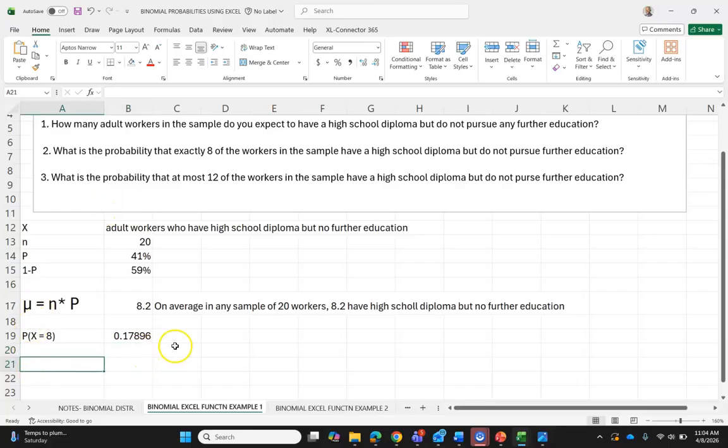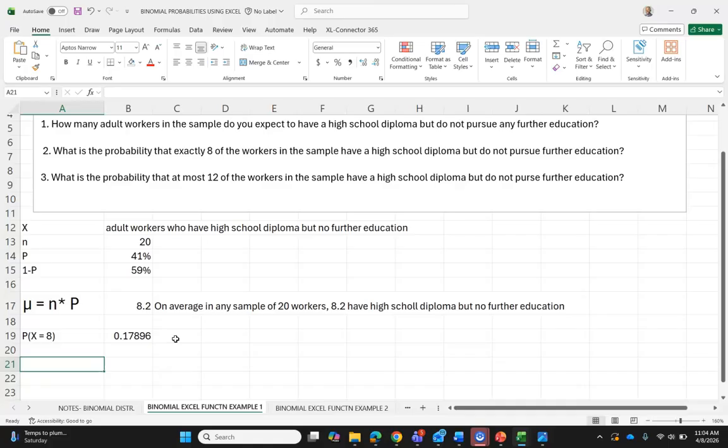Now, please provide your conclusion. It says the probability of exactly 8 of the workers in the sample having a high school diploma but no further education is 0.17896. So let's look at the third question.